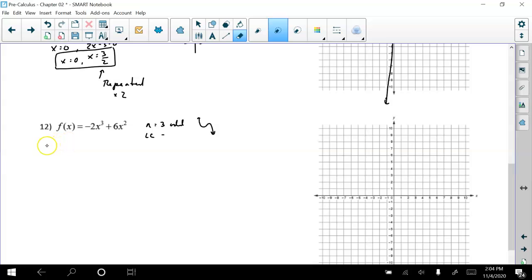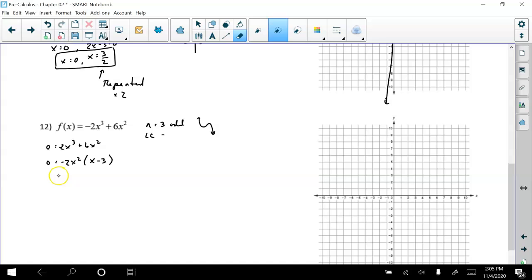So now when we find our zeros, 0 equals -2x cubed plus 6x squared. 0 equals, so we can factor out a negative 2x squared. If we have a negative leading coefficient, we always factor out the negative. So that leaves us with x minus 3.